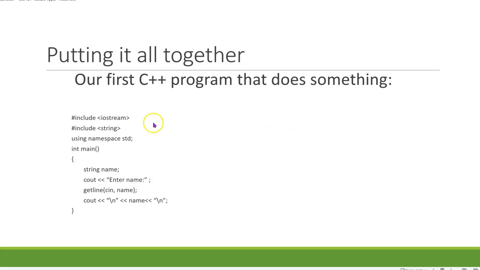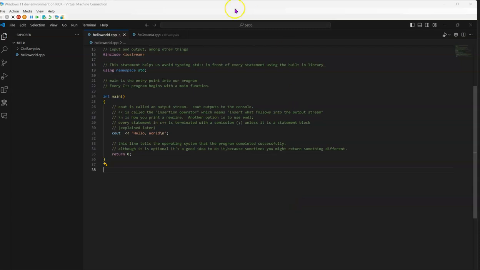We put it all together, and here's our very first C++ program. It inputs a name and then just prints it out. And we'll go over it and actually build our own version of it. We're going to take a look at the simplest possible C++ program that does something useful, and it's also traditional. It's called Hello World, and it's going to print the words Hello World to the screen, and that's it.